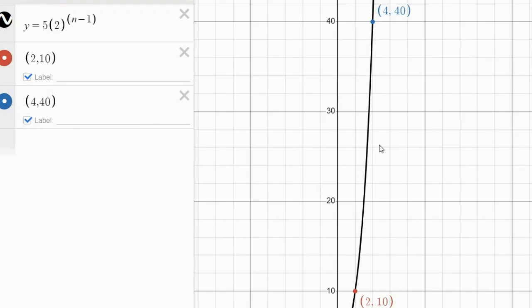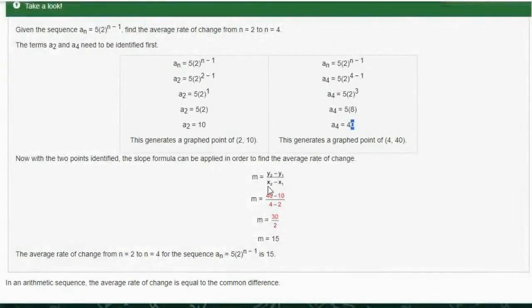And how much does it run? It runs from 2 to 4. So it's 30 over 2. So the slope, the average rate of change, is 15, because 30 over 2 is a fraction, and 30 divided by 2 is 15. Now, mathematically, we use the slope formula where you subtract the y's and subtract the x's. Same thing. 40 minus 10 is 30. 4 minus 2 is 2. That's the rise over the run. Slope is 15. That is the average rate of change.